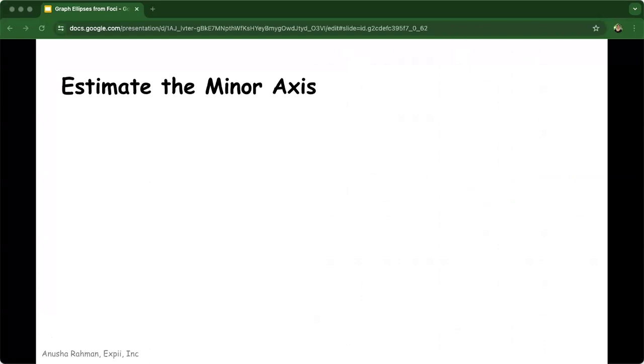Then we'll estimate the minor axis. Since the major axis is 8 units long and the center is at 0, 0, the minor axis is likely to be the vertical line segment passing through 0, 0. We estimate its length to be smaller than the major axis. So putting this information together, what does this graph look like?